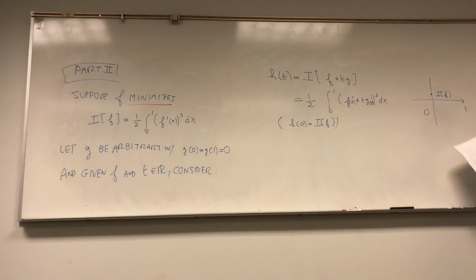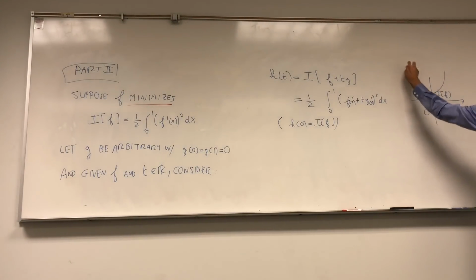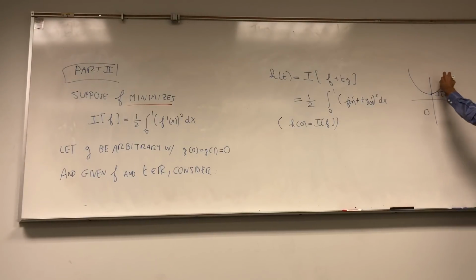Which means that any other value of t that you pick cannot be the smallest one. At least locally, it can't be the smallest one. So if you pick another value here, I of f plus tg, because f minimizes this, it's possible that it's equal, but it can never be smaller.